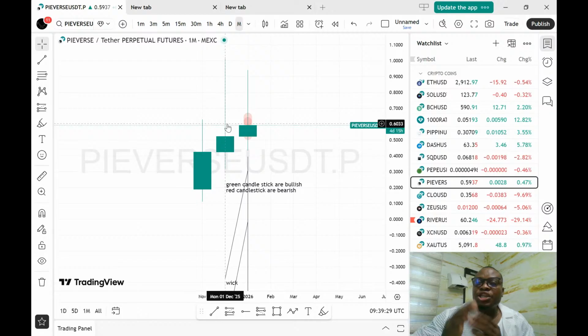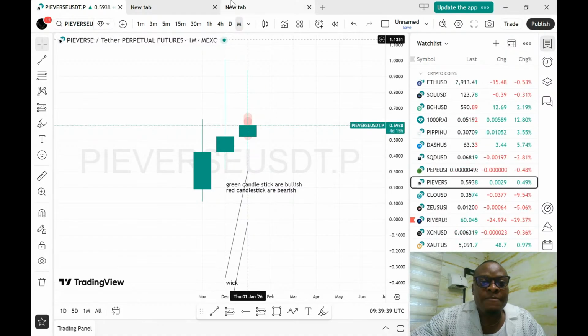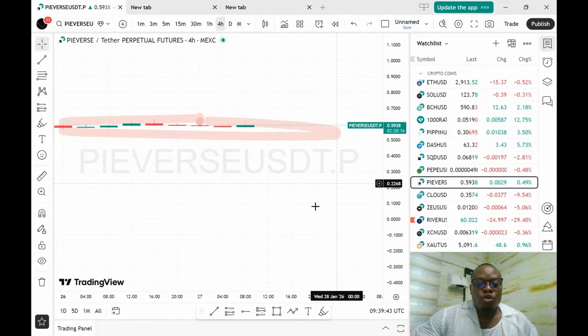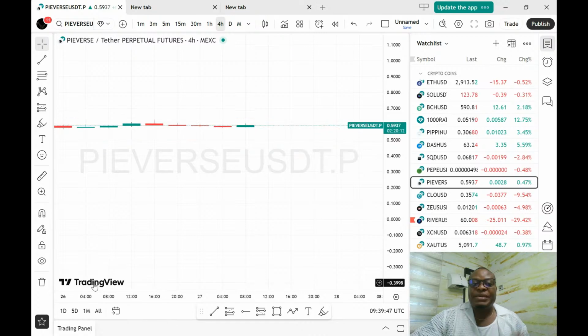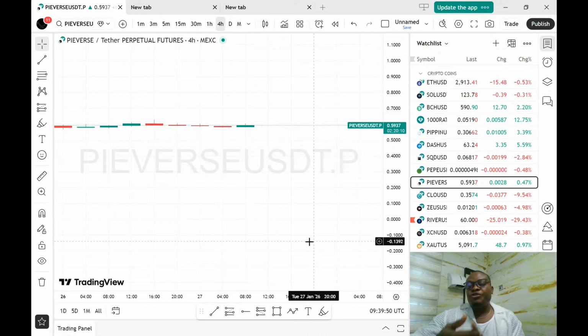So each candlestick represents the time frame you select. So if you select 1 month, it will show you one candlestick, depending on how many candlesticks have been formed during that period of time. Now let's go straight into the charts. Now you can read charts from a bigger time frame. You read the direction of the charts from the bigger time frame.